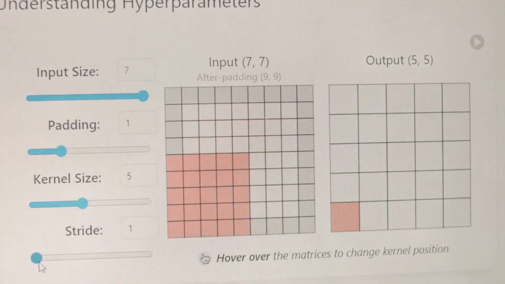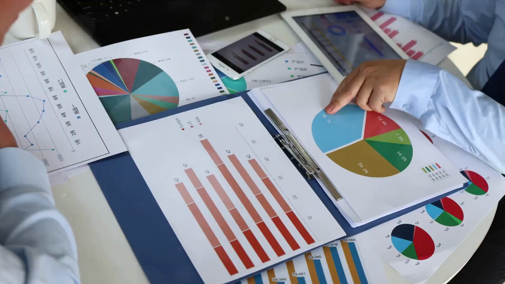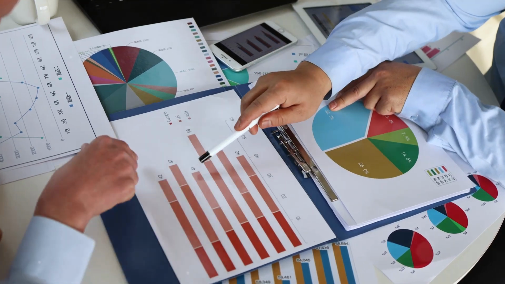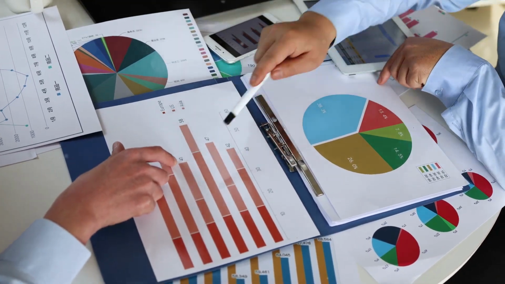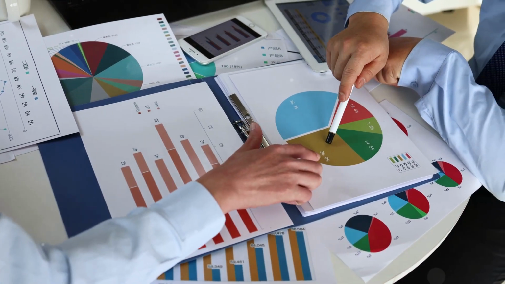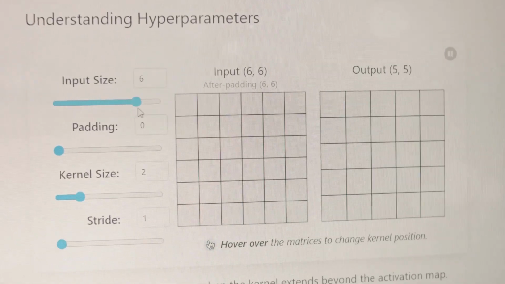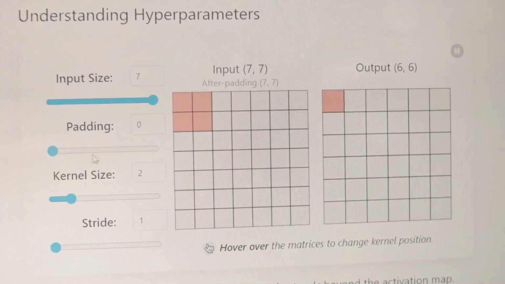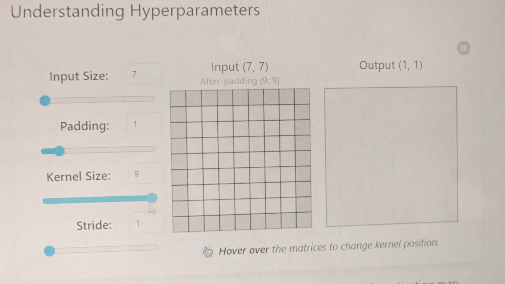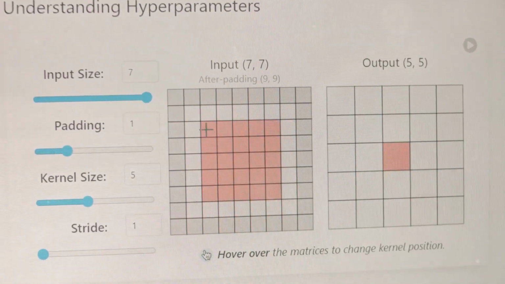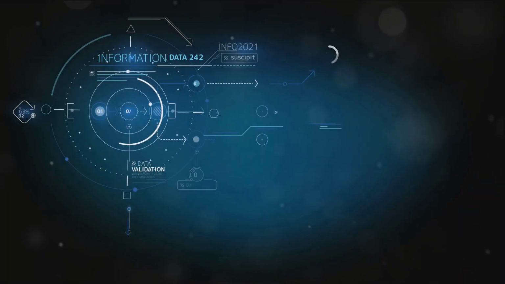ANOVA, on the other hand, might be used when comparing the means of more than two groups. It's important to note, however, that comparative analysis is not just about crunching numbers. It also involves interpreting the results and drawing meaningful conclusions. It's about understanding the story that the data is telling and using that understanding to inform decisions.